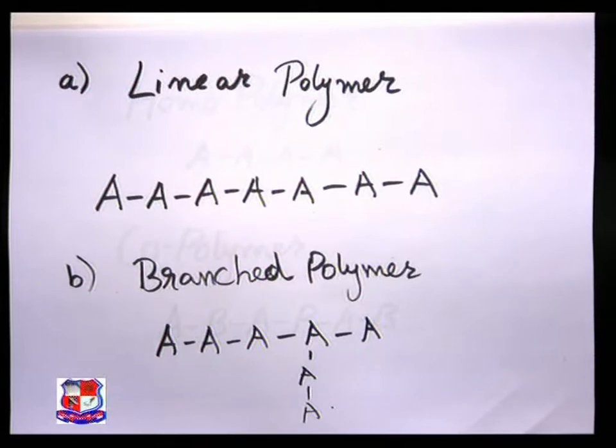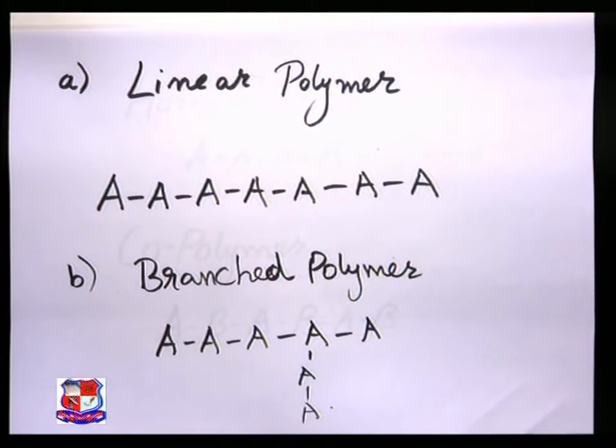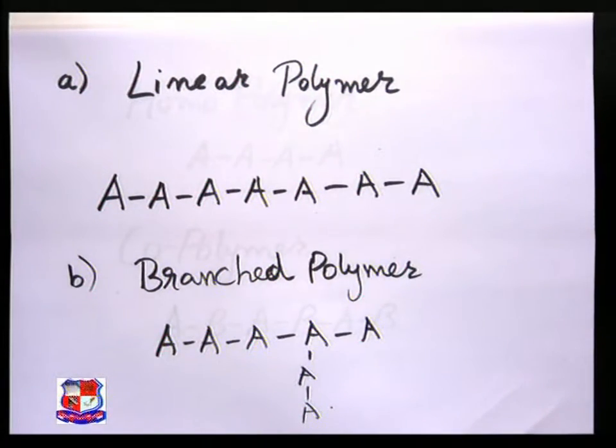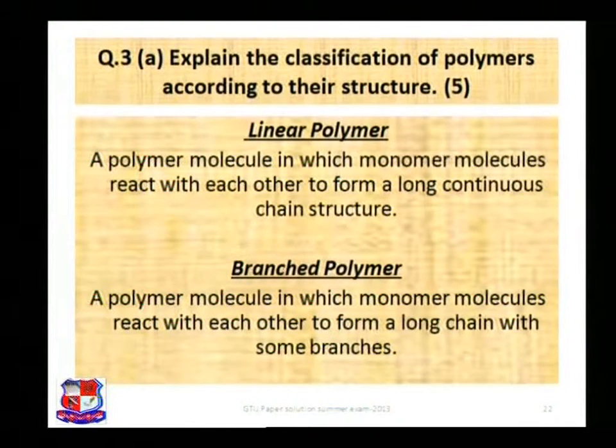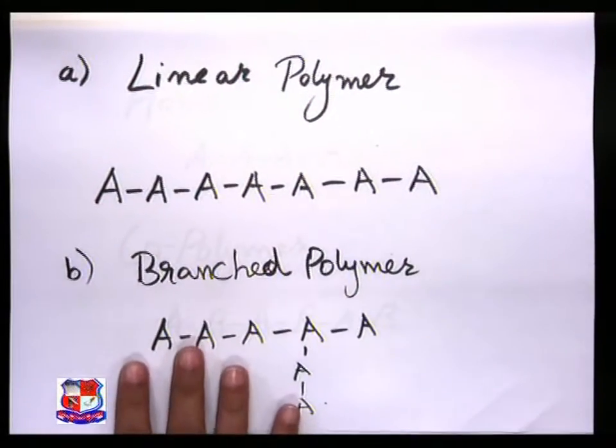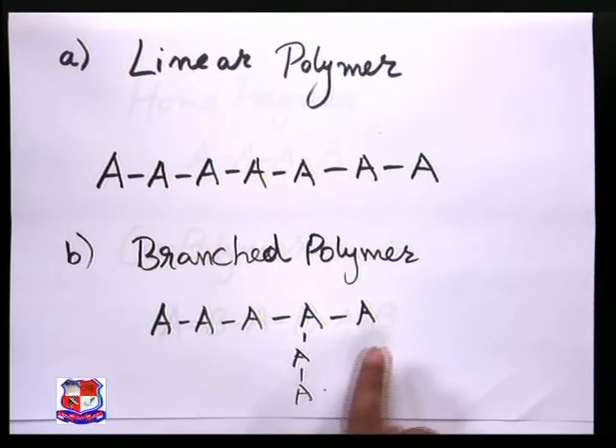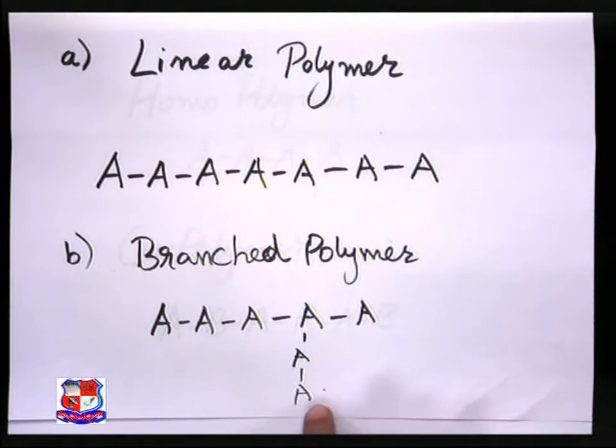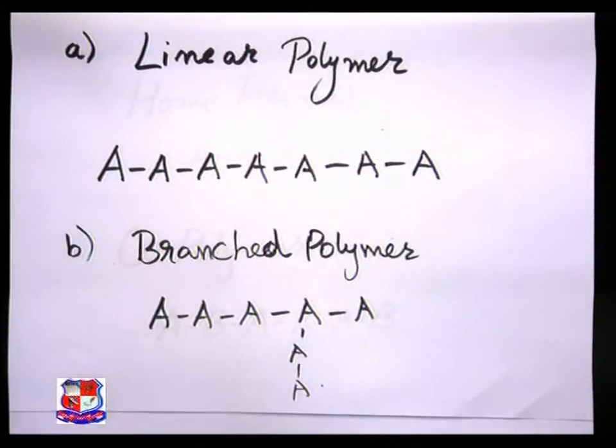Then you can go ahead and see what is branched polymer. Branched polymer is a polymer molecule in which monomer molecules react with each other to form a long chain with some branches. So you can see the diagram here. There is a long chain but there are some branches. Okay, so this is your branched polymer.